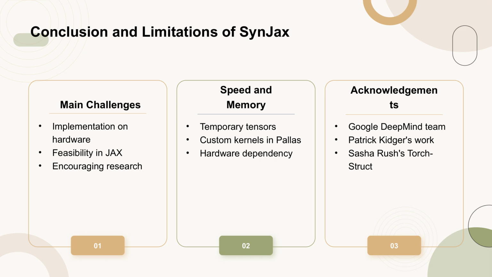The authors acknowledge contributions from the Google DeepMind language team, Patrick Kidger's work on Equinox and JAX typing, and Sasha Rush's open-source Torch-Struct library.